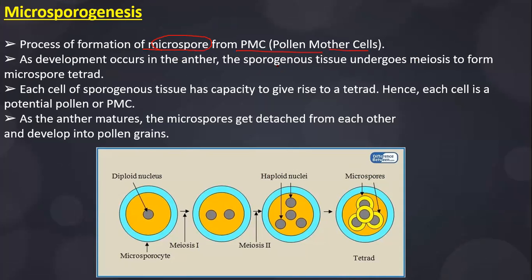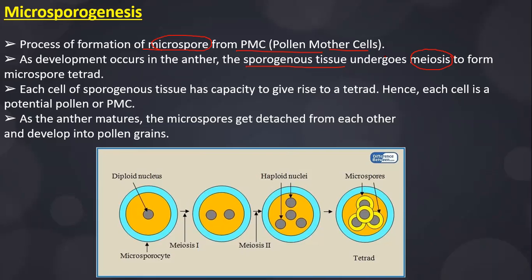As development occurs inside the anther, we already studied that inside the tapetum you will have the sporogenous tissue. I know you all have studied the chapter cell cycle and cell division, so I don't think I have to explain meiosis. Meiosis is reduction division. Mitosis is equational division. If you don't know, please watch the lectures on the community page of our channel, searching cell cycle and cell division, meiosis, mitosis. You have to study prophase, diplotene, zygotene, each and everything. It is a direct MCQ coming chapter.